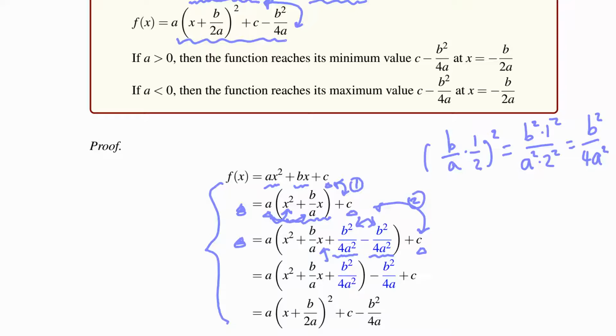And then we did not do anything with the first 3 quantities. We leave them alone. We just get this term out of the brackets. And again, we leave C alone. That would be our third step.